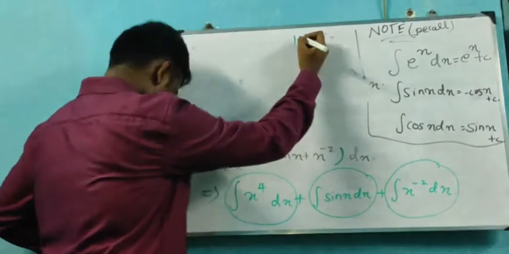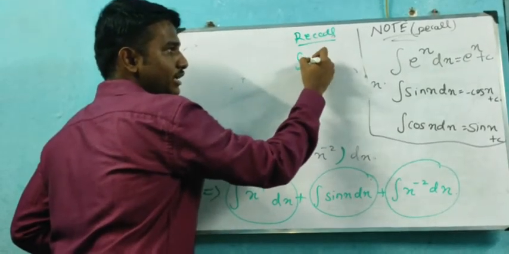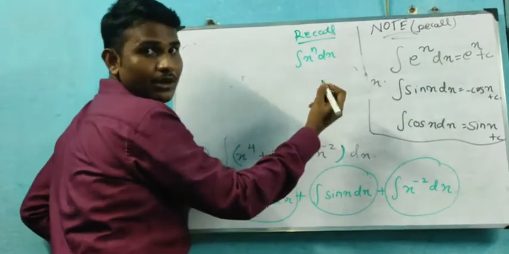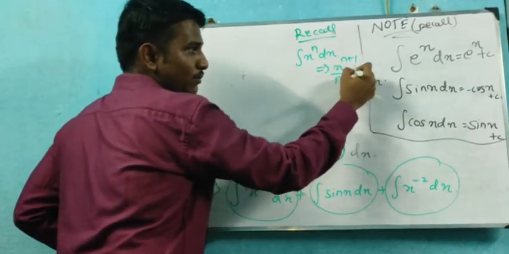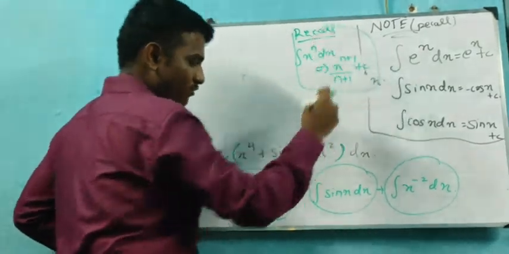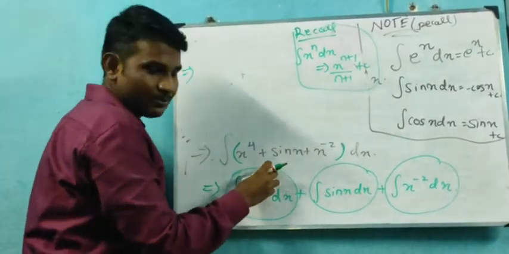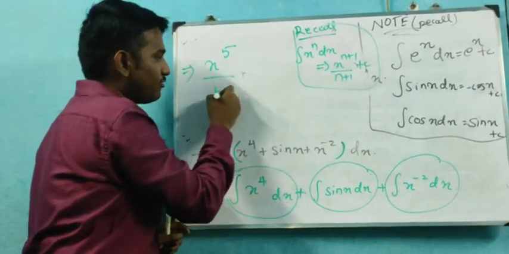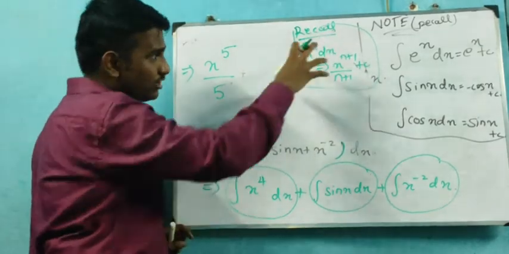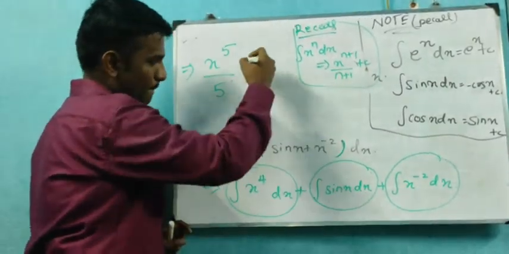So recall the formula: integration x power n dx. What is x power n dx? It is x power n plus 1 by n plus 1 plus c. Using this formula, I am going to solve this one. Since it is x power 4, I can straightly write x power 5 by 5. No need to substitute, you just write the formula side by side. Straightly you can write x power 5 by 5 plus.